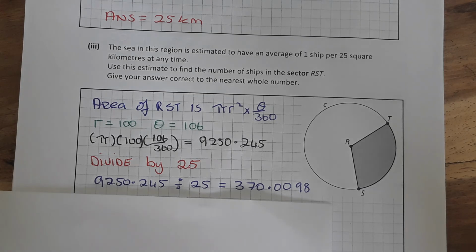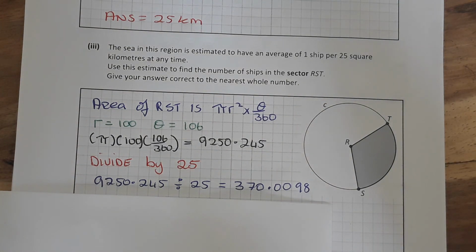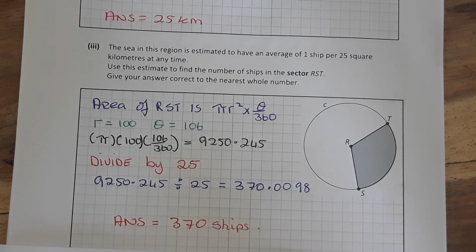Now you're not going to round that up. If that was 370.9, you wouldn't round it up to 371 ships because 0.9 of a ship isn't a ship. So you just take the number before the decimal point, and the number before the decimal point is 370. So it's 370 ships. And that is question 9.